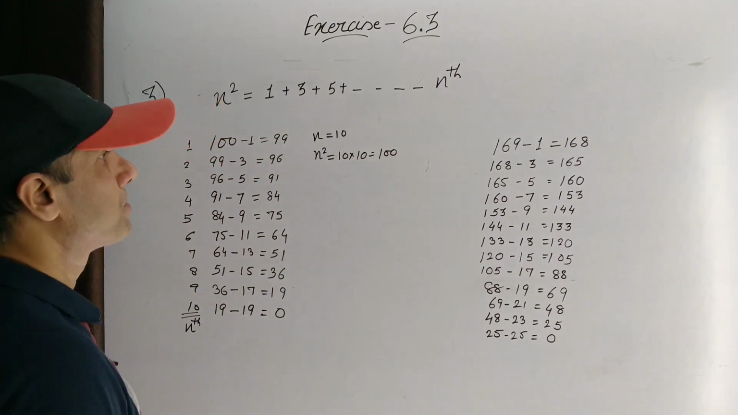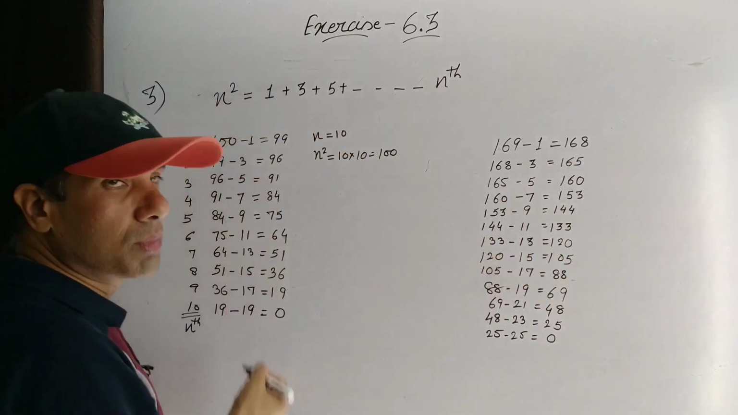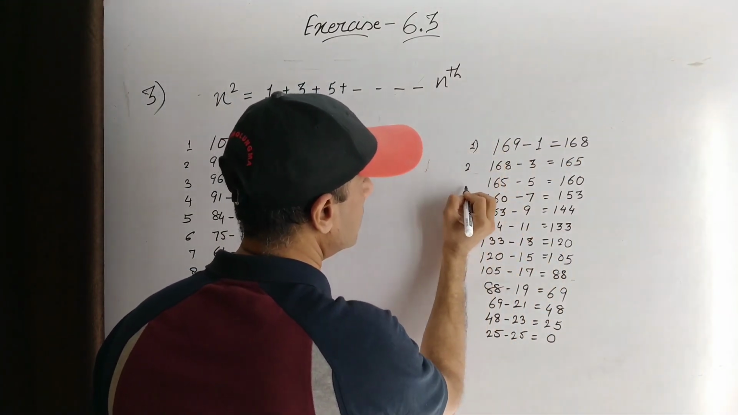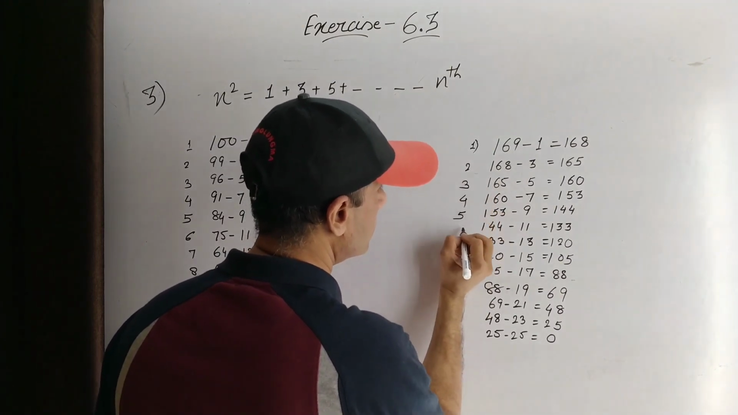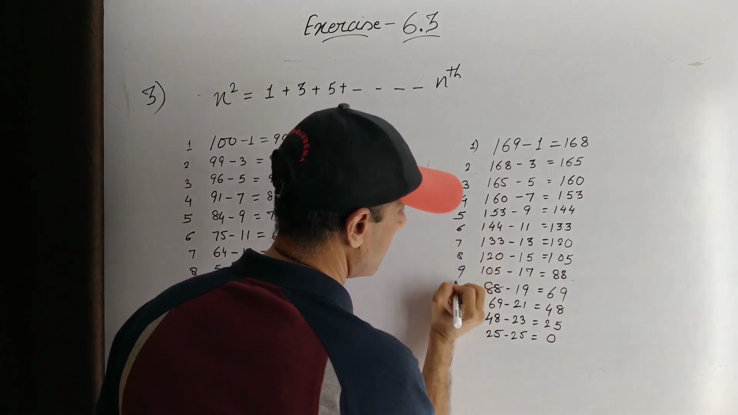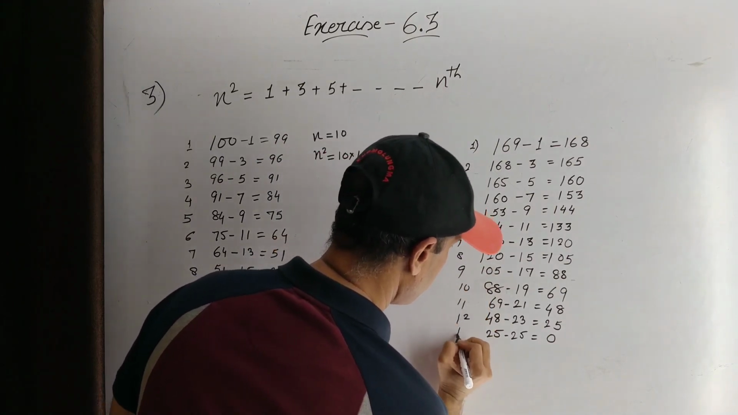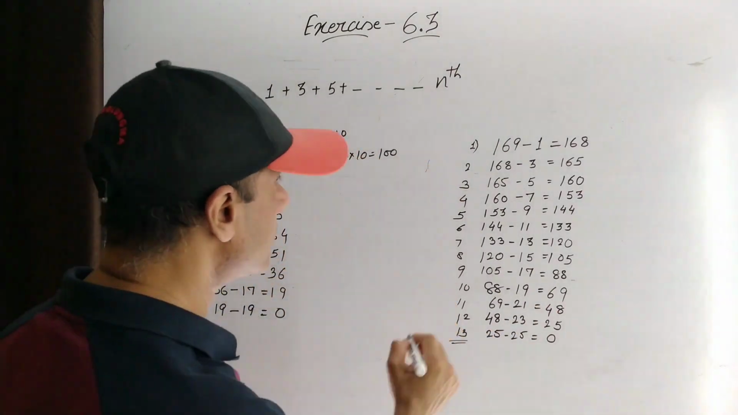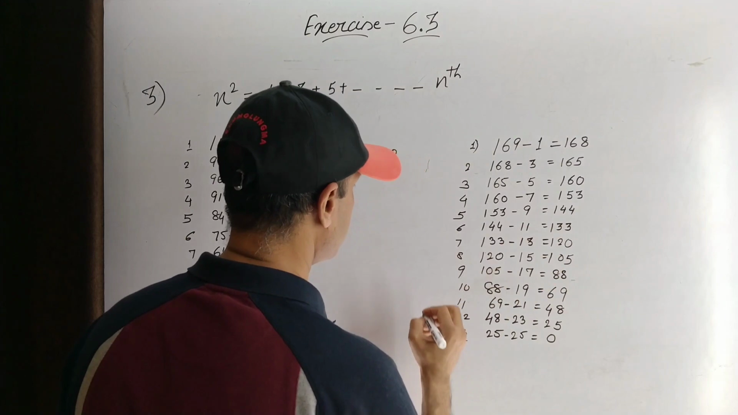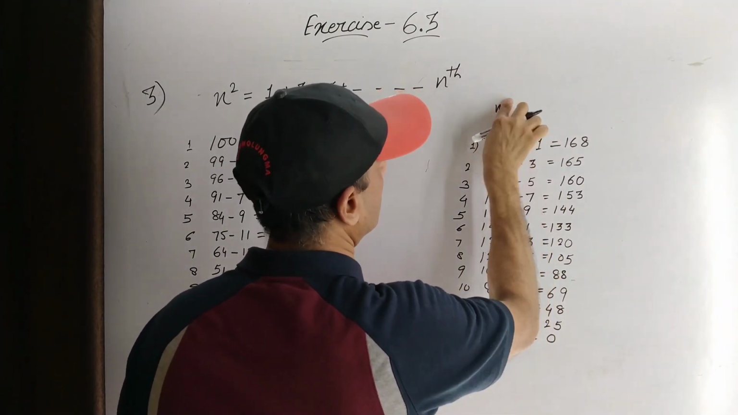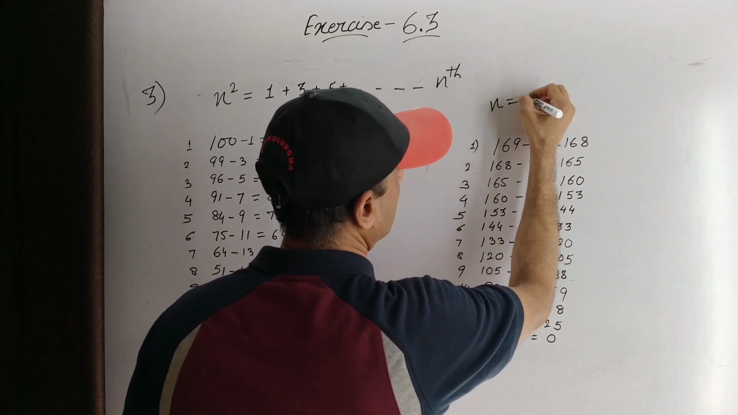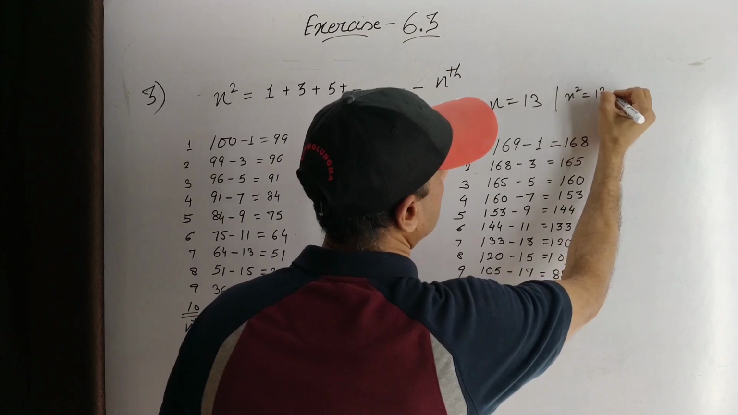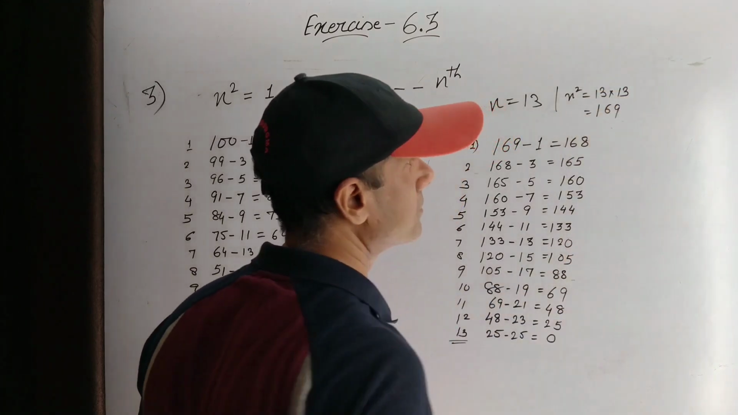Clear? I have already subtracted the odd numbers one by one from 169. Let's count. This is the first, second, third subtraction, 4, 5, 6, 7, 8, 9, 10, 11, 12 and 13. So n is the 13th number, so we get n is equal to 13. So n square will be equal to 13 into 13, that is 169. Clear?